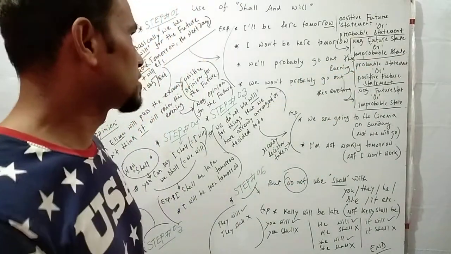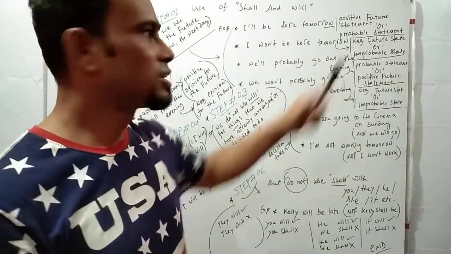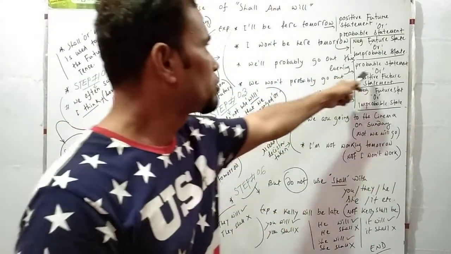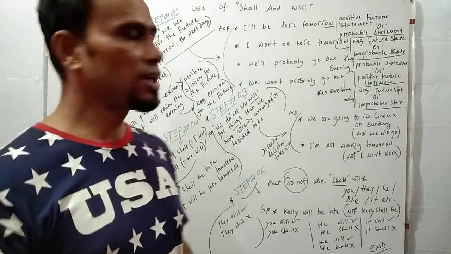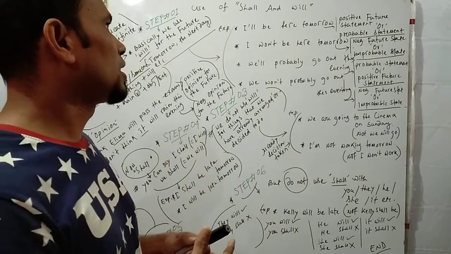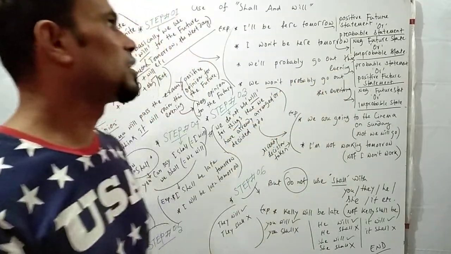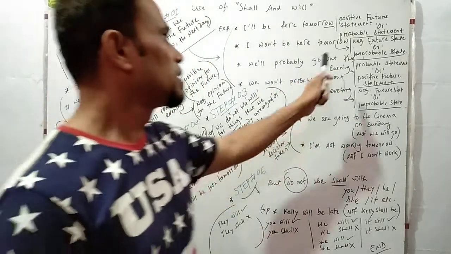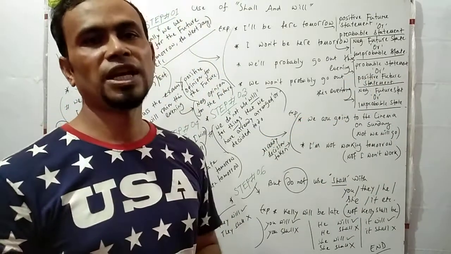So next sentence, we will probably go out this evening. This sentence means a probable statement or positive future statement. There is a possibility to go out this evening. That's why we could say probable statement or positive future statement.